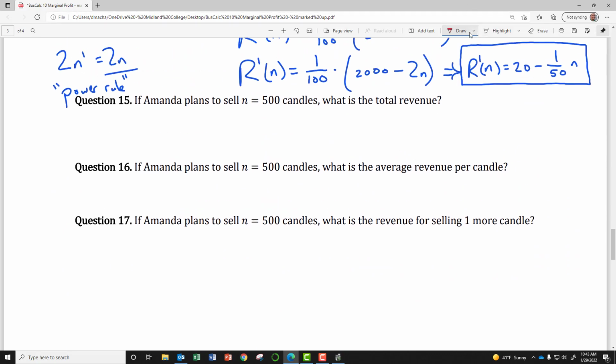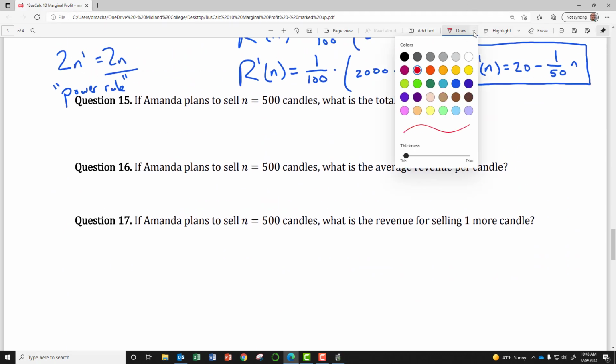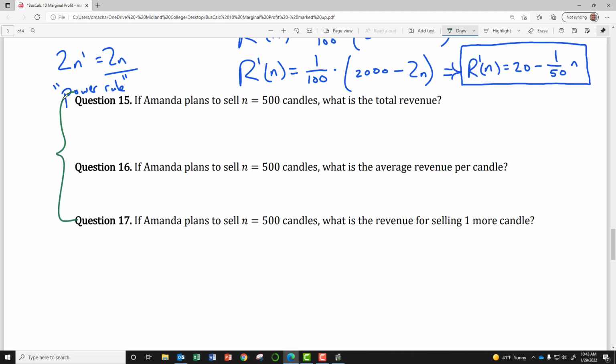All right, question 15, it says if Amanda plans to sell N is equal to 500 candles, what is the total revenue? And so you'll notice questions 15, 16, and 17 look a lot like the previous questions, but I just changed to selling 500 candles so we can get a different feel for the large batch. And again, we're doing total revenue, average revenue, and the revenue for selling one more. So again, we're talking about total revenue, which is capital R, average revenue, which is R bar, and then the marginal revenue, which is R prime.